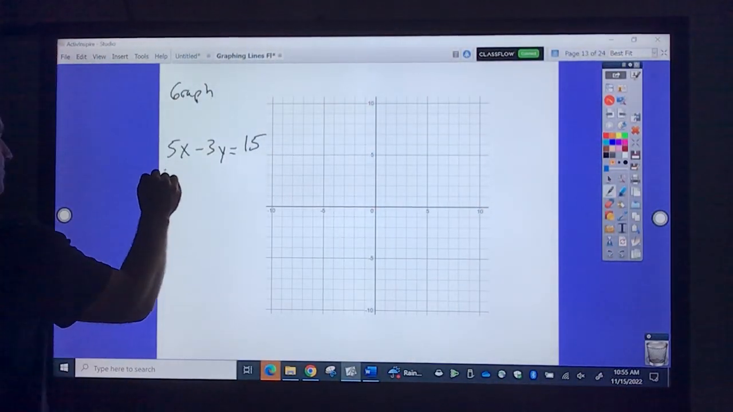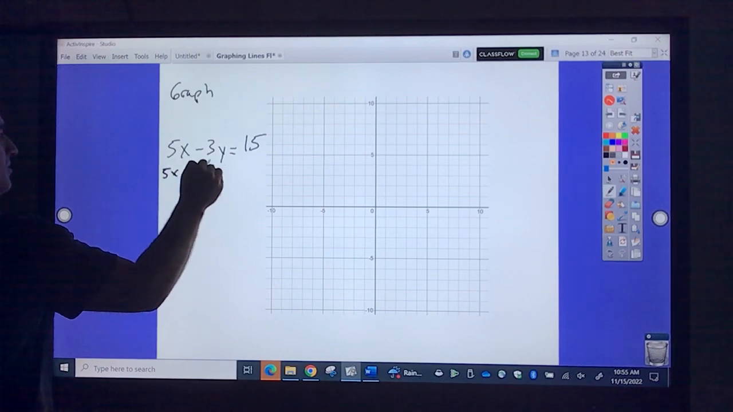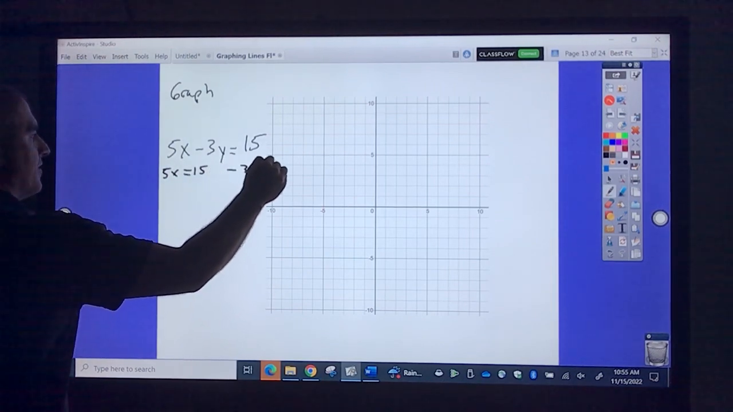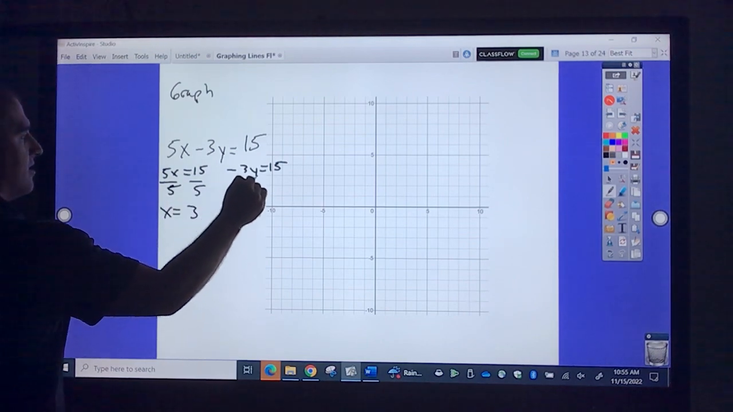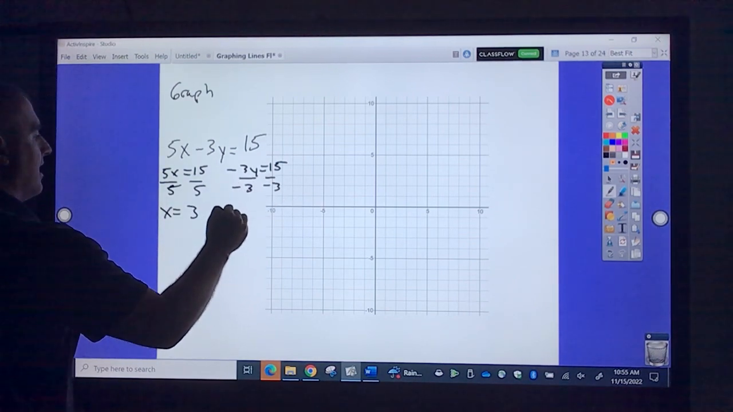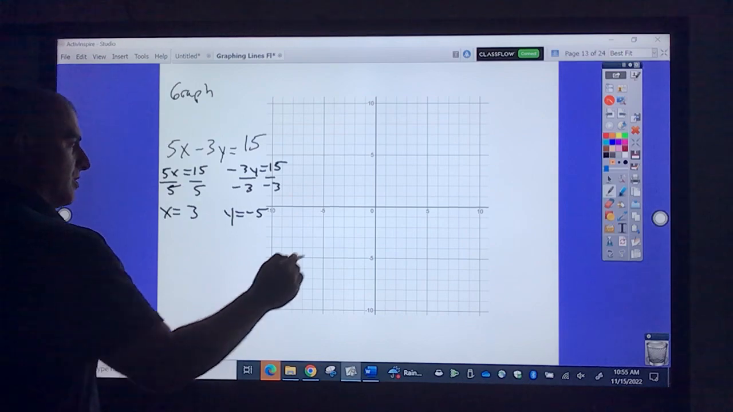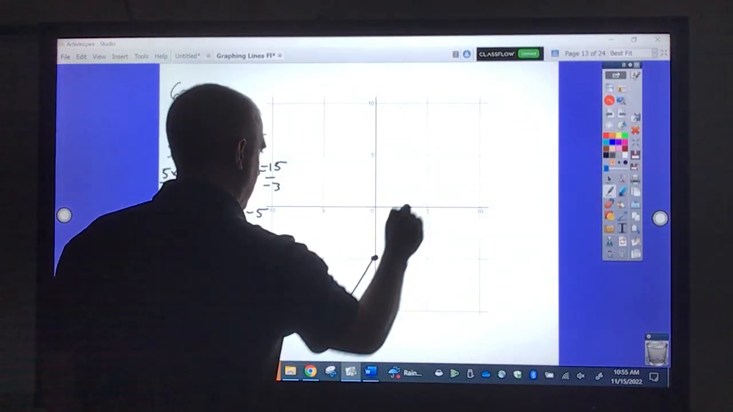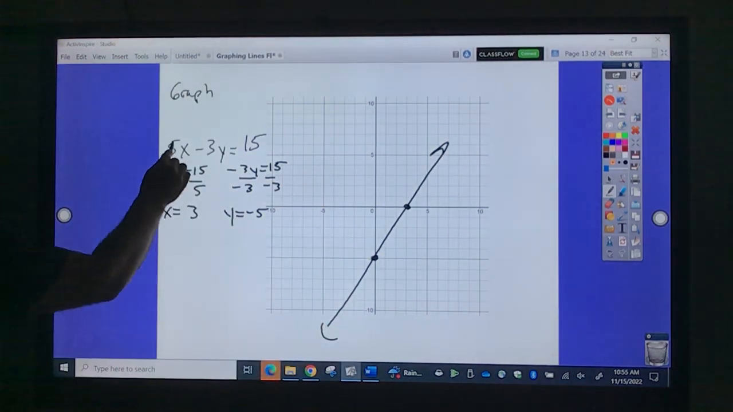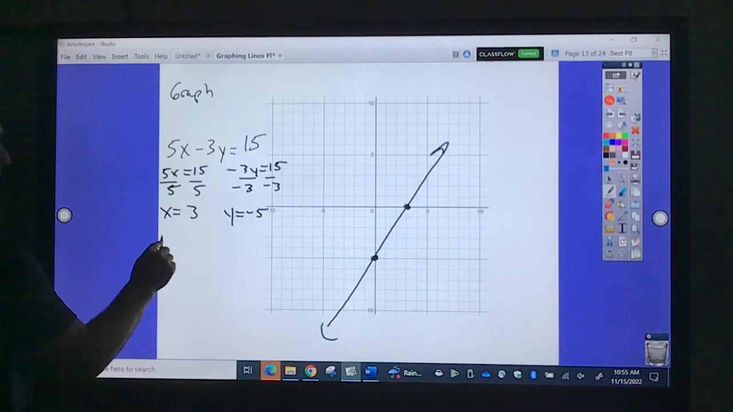So this one, 5x equals 15, -3y equals 15. This one I would divide by 5, I get x equals 3. This one I divide by -3, I get y equals -5. So x is 3, y is -5. Connect the dots.